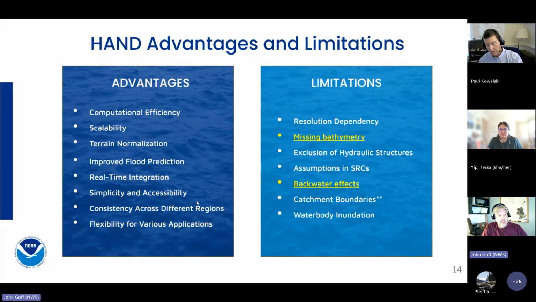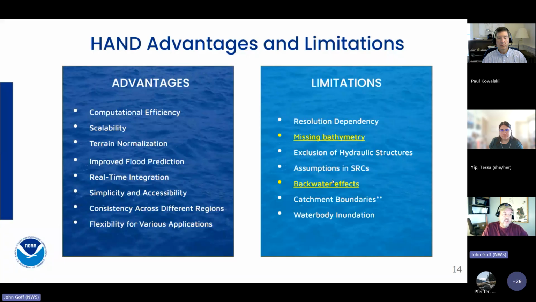There are some limitations. I spoke a little bit about the missing bathymetry that we're working to improve right now. Most of this is being done at the National Water Center, which is where they do all the GIS and flood inundation mapping down in Tuscaloosa, Alabama. A lot of really sharp people working on this.